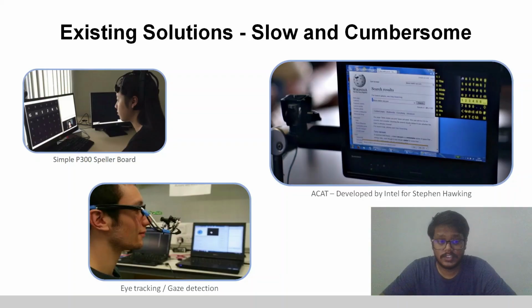There are plenty of existing solutions such as the P300 speller board, eye tracking or gaze detection, and other custom software solutions. But they all typically suffer from the same drawback. They are slow and cumbersome. They have a low throughput of only 1 to 5 words per minute, and that doesn't allow the user to communicate in a real time conversation.